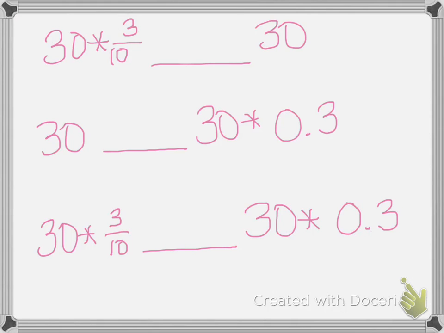Number 4 says fill in the blanks with greater than, less than, or equal to. So the first one is 30 times 3/10 is greater than, less than, or equal to 30. Since I'm taking a fraction of 30, I know that it's going to be smaller than 30. So again, 30 is greater than, less than, or equal to 30 times 3/10, which is exactly the same thing as the first one. So since I'm taking a fraction of 30 over here, I know it will be less than 30. And this one is 30 times 3/10, greater than, equal, or less than 30 times 3/10, so it is equal to.